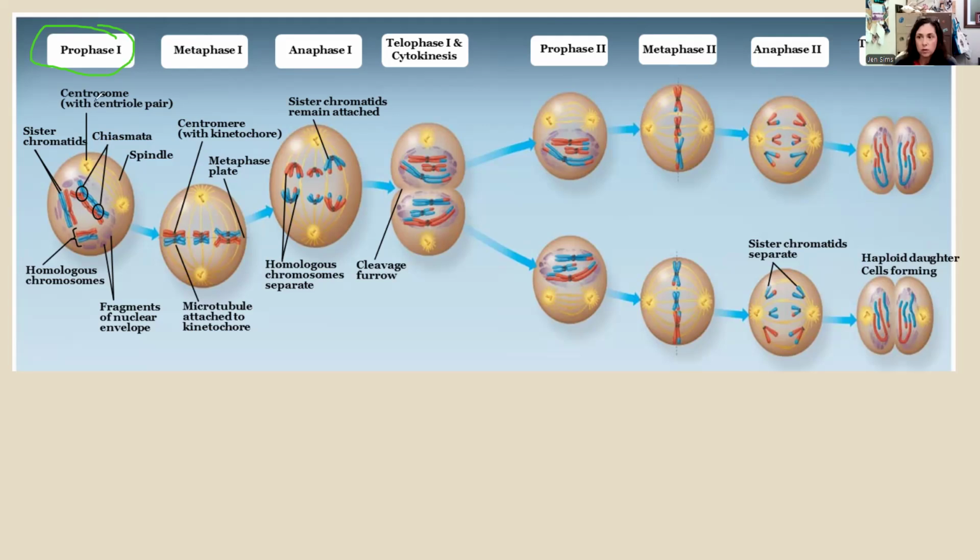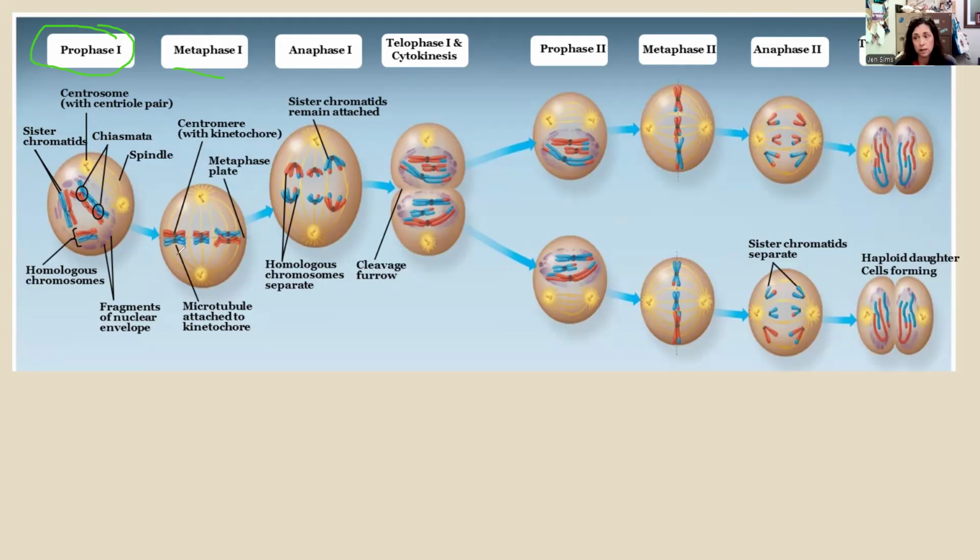We have this crazy thing that happens called crossing over, and you have chiasmata form. I'm going to show you in a second, but this is the hardest part of meiosis. But it's also the coolest part. It's why you and your brothers and sisters are not identical twins, even if you were born at different times. It's why you're all different if you have the same two parents. And then once that crossing over happens, then you just have metaphase.